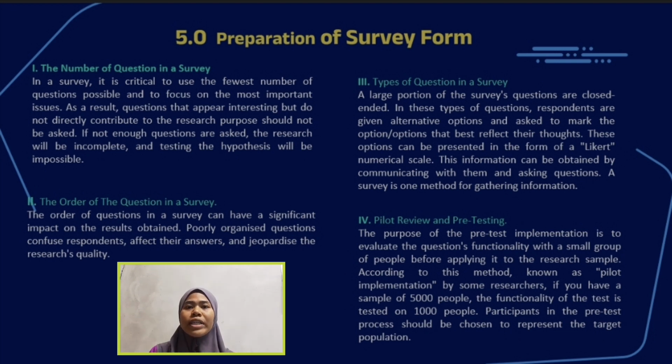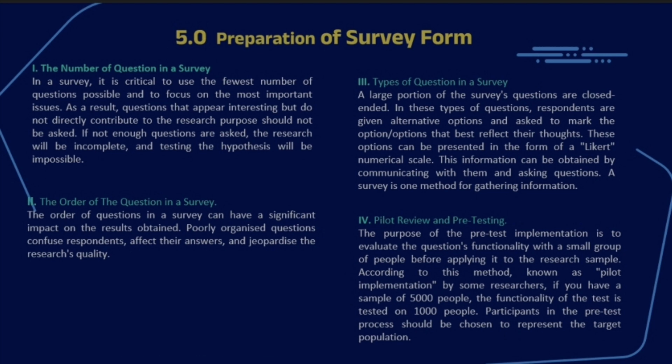Third, types of questions in a survey. A large portion of the survey's questions are close-ended. In these types of questions, respondents are given alternative options and asked to mark the option that best reflects their thoughts. These options can be presented in the form of a Likert numerical scale. This information can be obtained by communicating with them and asking.